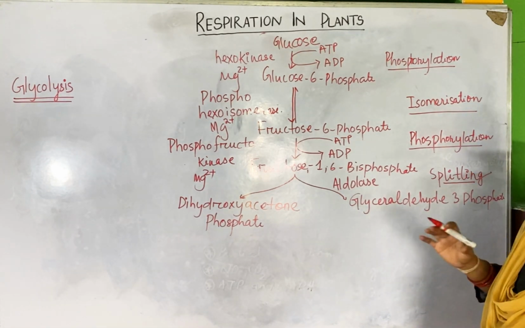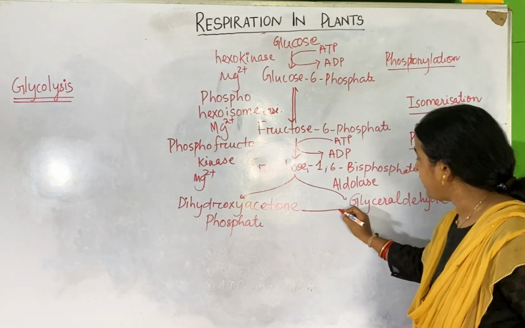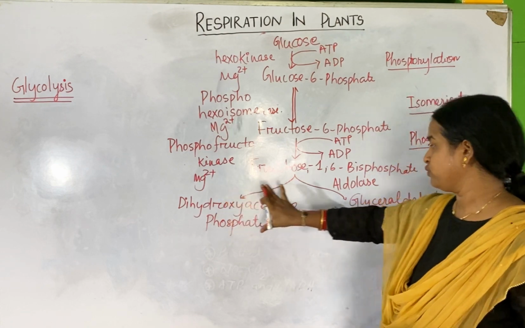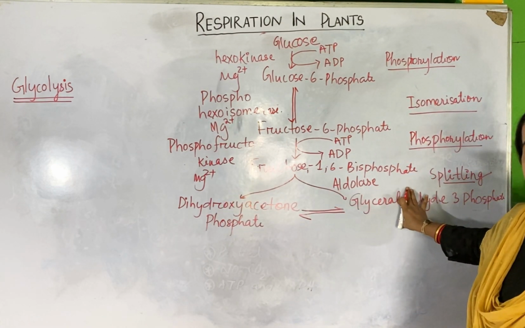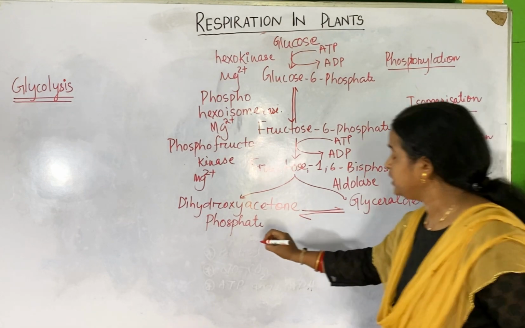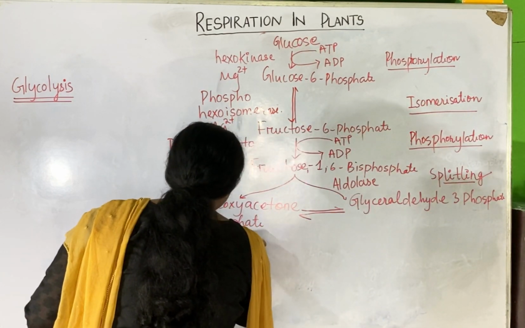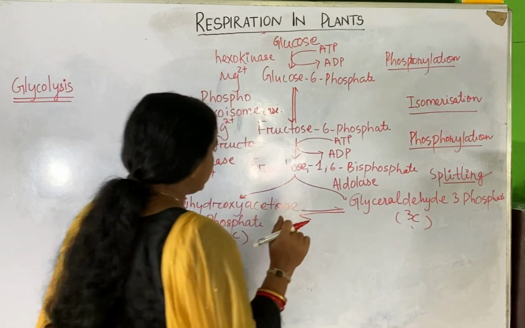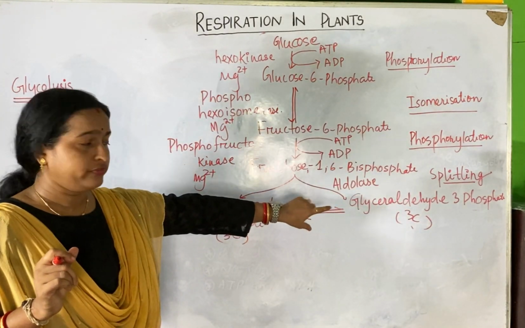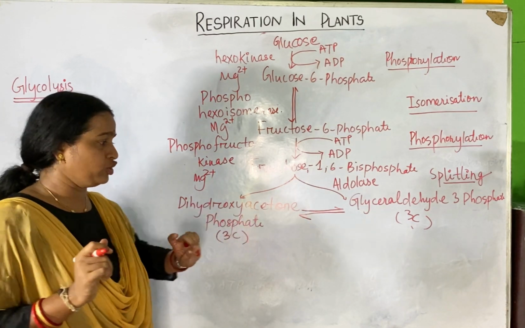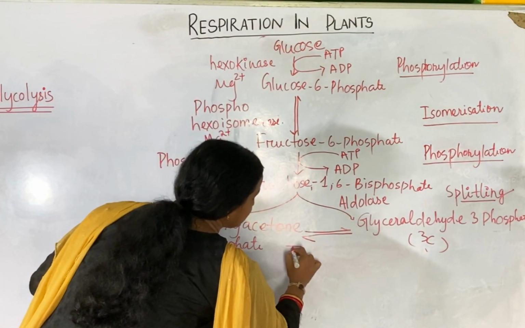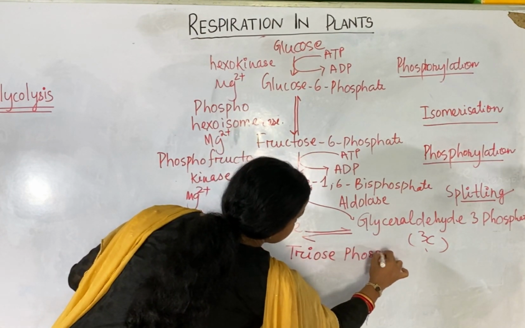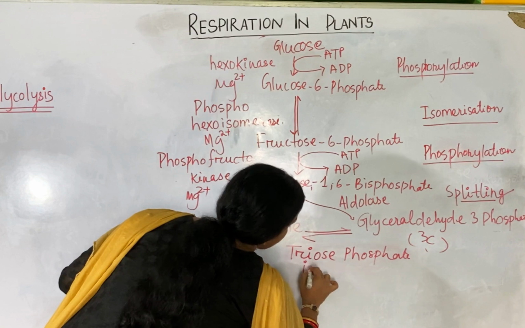Now the next step is an isomerization step, that is the conversion of dihydroxyacetone phosphate to glyceraldehyde 3-phosphate. Now these both are 3 carbon molecules, and this is the isomer of dihydroxyacetone phosphate. The enzyme that is needed is called triose phosphate isomerase.